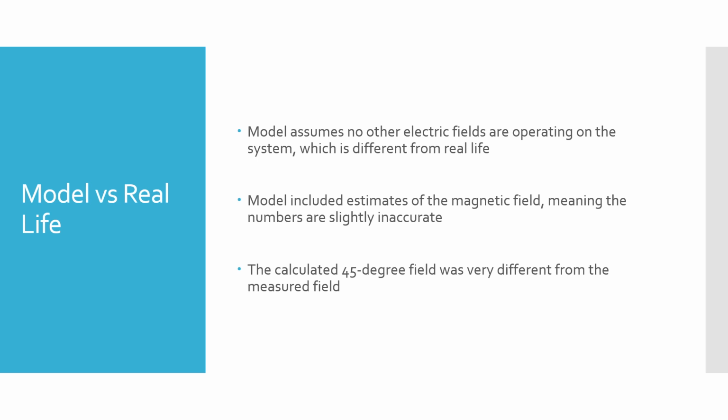However, both the model and the real world focused on the same things, so the numbers should come out very similar. This was not reflected in my 45-degree field, which was calculated to be very different from the field that I measured. The computational model showed no magnetic field. I believe this could be due to external magnetic fields in the area causing discrepancies in the results.